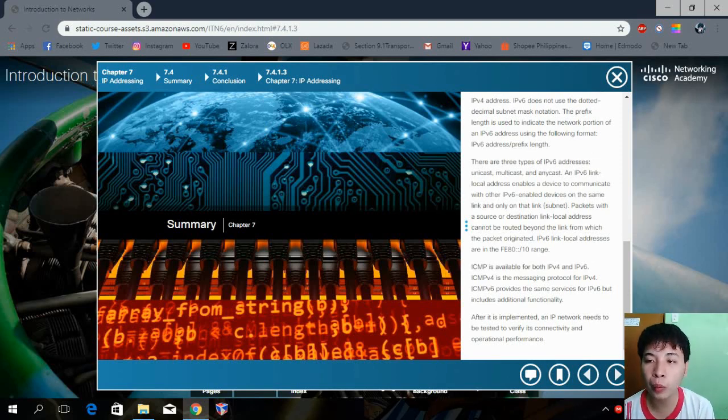ICMP is available for both IP version 6 and IP version 4. ICMP version 4 is the messaging protocol for IP version 4, and ICMP version 6 provides the same services for IP version 6 but includes additional functionality. After it is implemented, an IP network needs to be tested to verify its connectivity and operational performance.